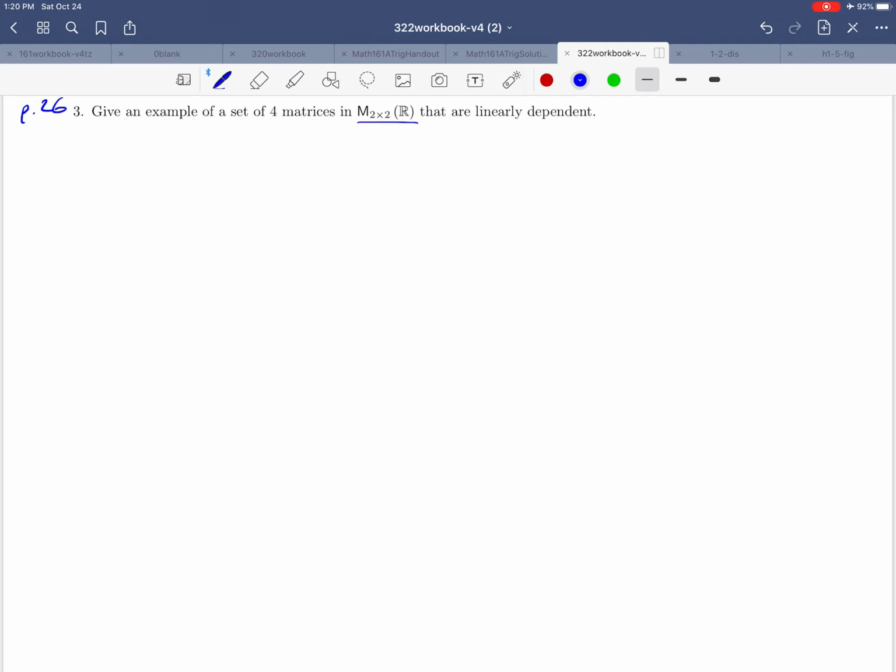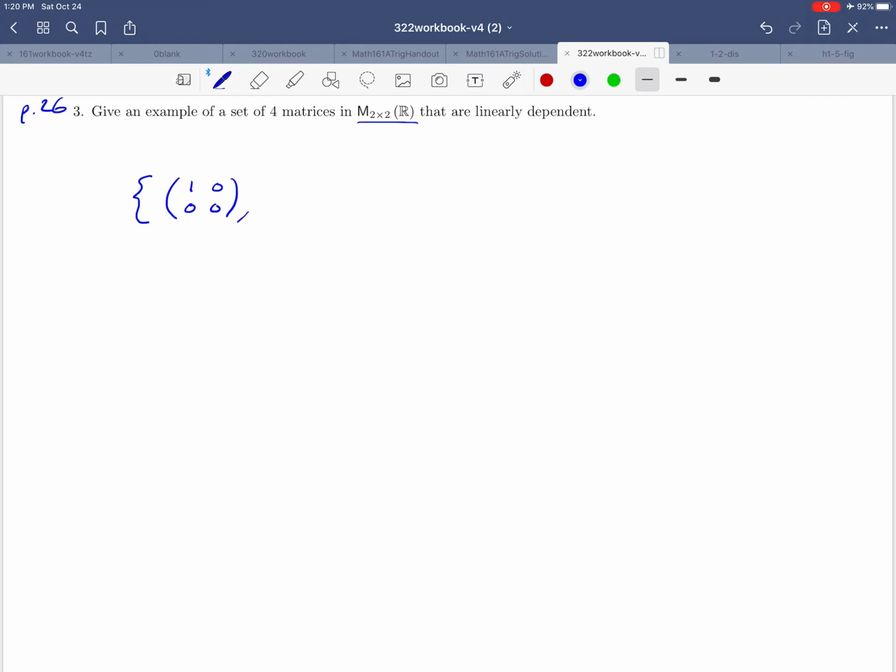Okay, so how could we do this? Well, basically, we would like there to be dependencies in this set of four matrices that we create. There are different ways to do this, but one way would just be to maybe start with three matrices and then make sure that the fourth matrix somehow depends on the previous three. Okay, I'm going to try to keep this as simple as possible.